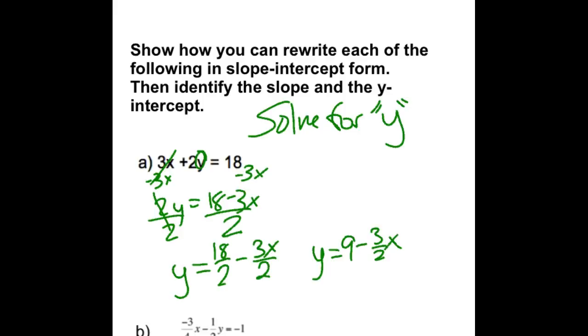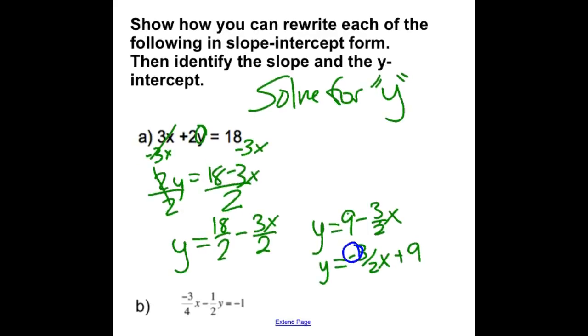Now some people prefer to write that because they don't like to have a negative for the first part of their right side of their equation. You can write it as y equals 9 minus 3 halves x, or y equals -3 halves x plus 9. I find that if your slope is negative but your intercept is positive, you are more likely to lose your negative if you rewrite it like this. Just a pattern that I've noticed.